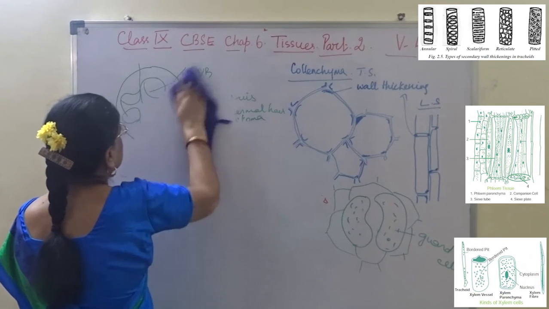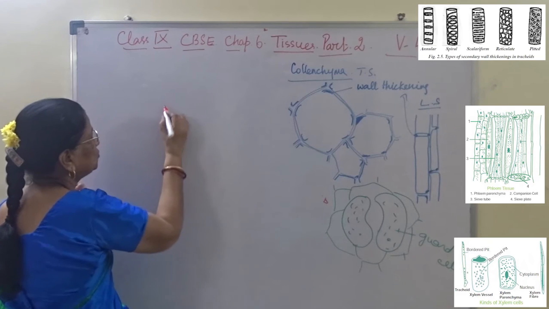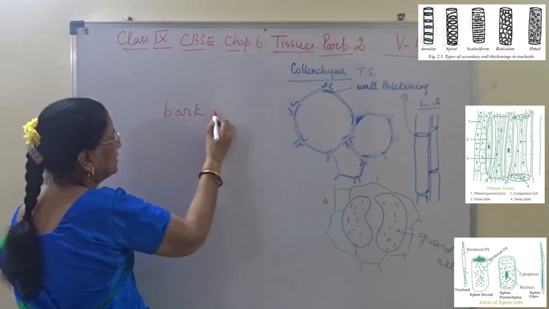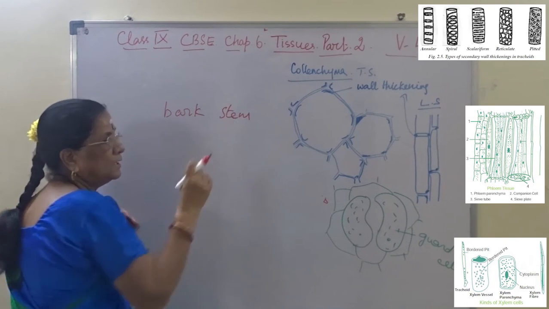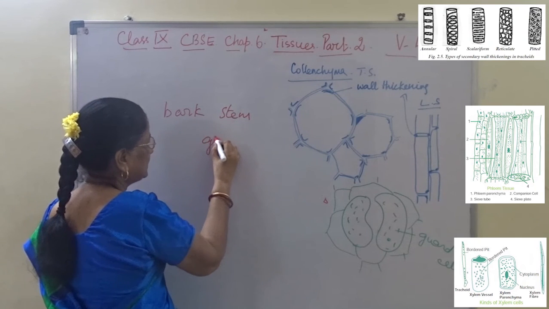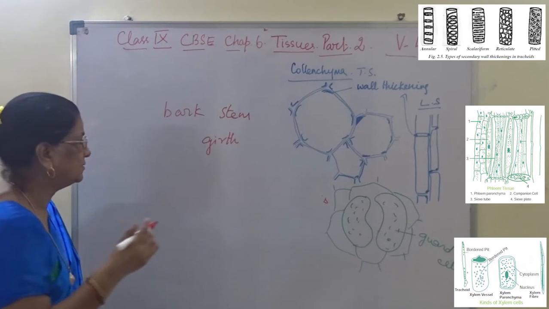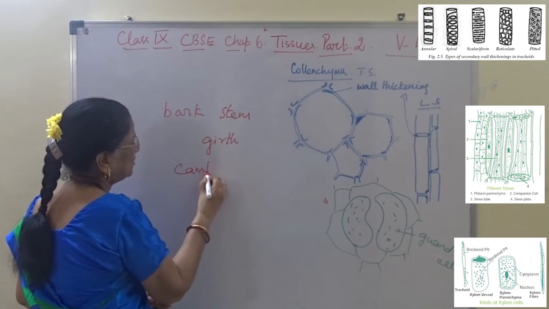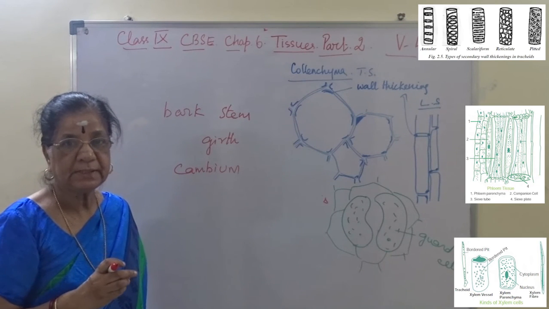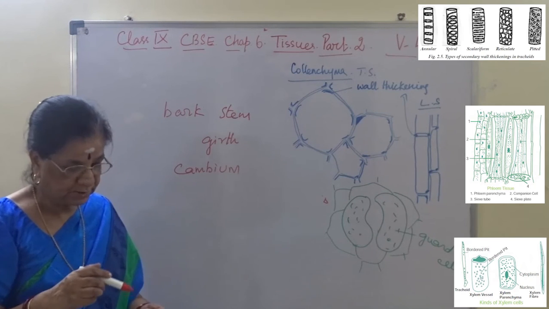The bark of the tree trunk, the bark of the stem portion, increases the thickness of the stem. That is done by the bark region, where it contains a structure called cambium. Cambium will also show meristematic activity, and it is present inside the vascular bundle of the dicot stem.